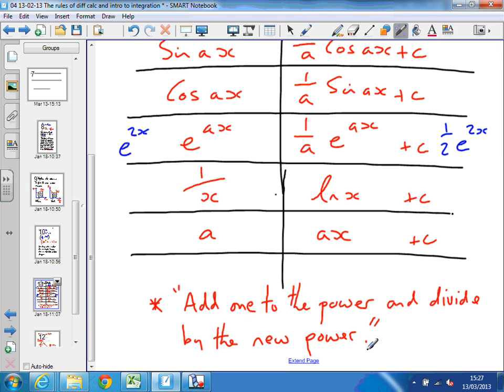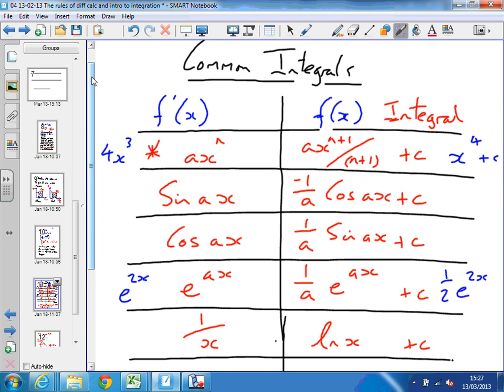As simple as that. Look at the example we've got here. 4x cubed. Add 1 to the power. 3 becomes 4. There it is. And divide by 4. And when we divide by 4, the 4's cancel, and we've just got x to the 4 plus c. Note all of these in this little table have got plus c at the end. Okay?